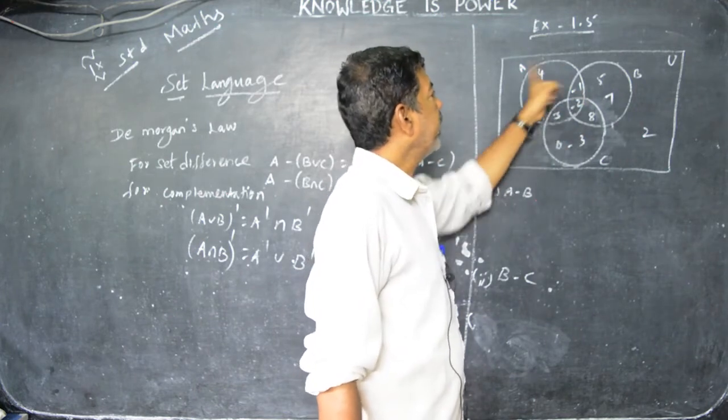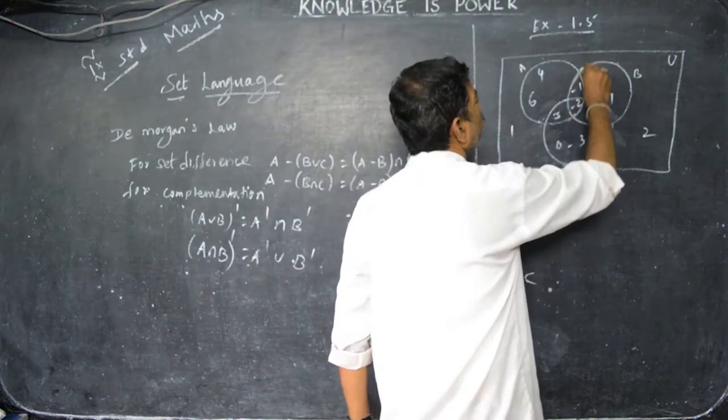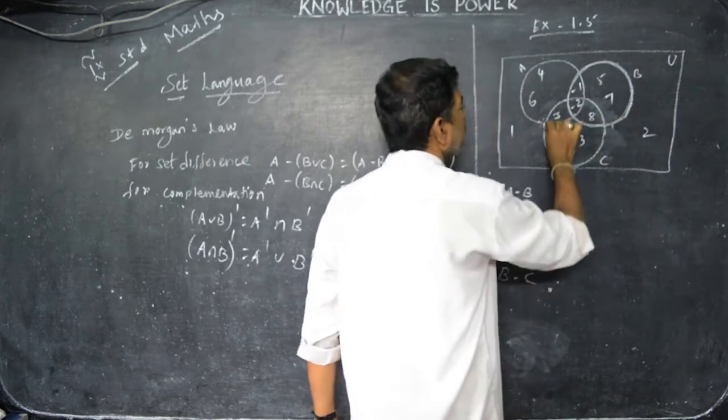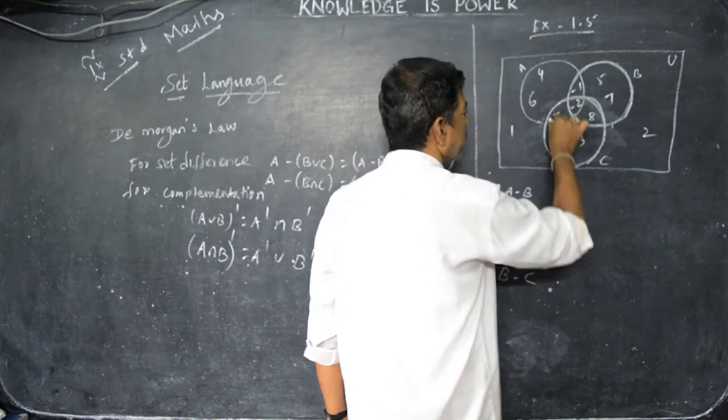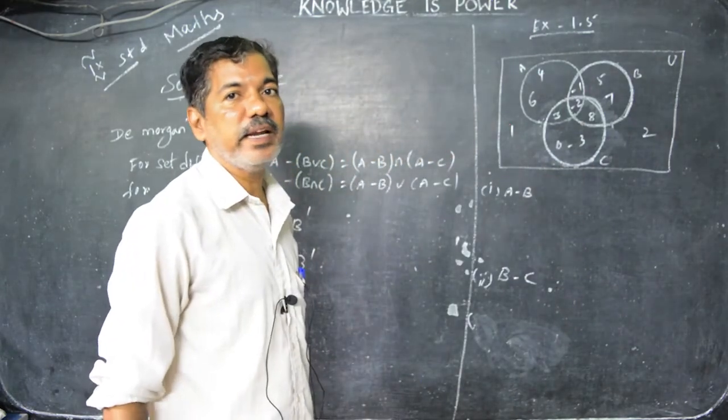Okay, இது ஃபுல்லா A. அதே மாதிரி இது ஃபுல்லா B. இதில் இருக்கிறதெல்லாம் B, இதில் இருக்கிறதெல்லாம் C. முதல்ல அதை எழுதிக்க, then will be easy for you.